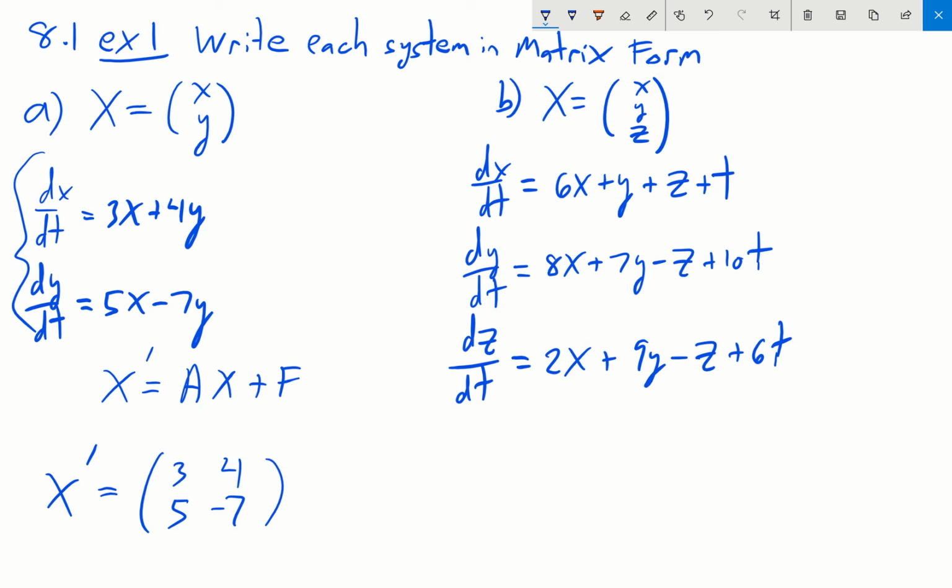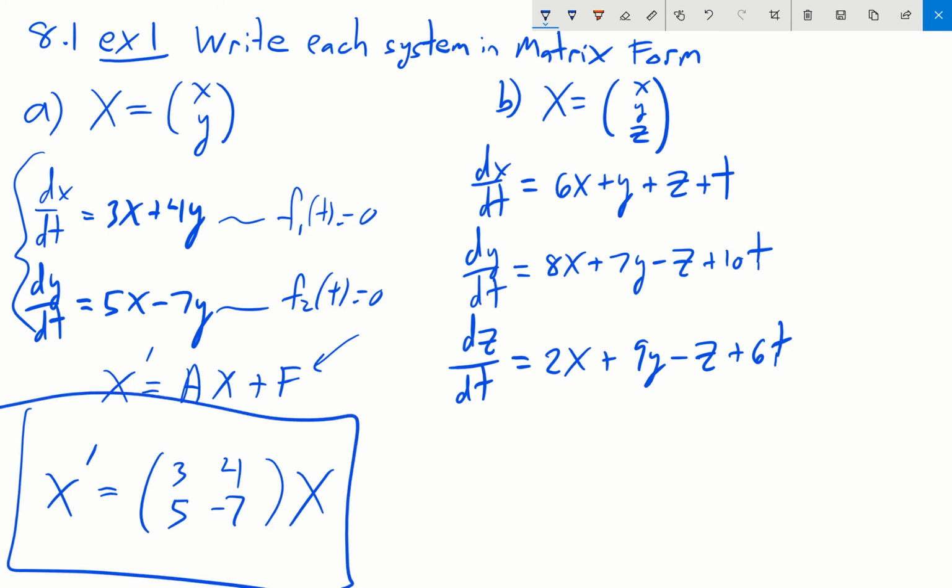And now that's going to get multiplied by our vector matrix for the variables x and y. And notice there isn't anything in terms of a function of t that's being added to these. So explicitly the f1 of t would be 0. The f2 of t would also be equal to 0. And so that matrix f this time is a 0 matrix, so we would not need to write it. So this would be our matrix equation for this one. x prime equals 3, 4, 5, negative 7 times the variable matrix x.